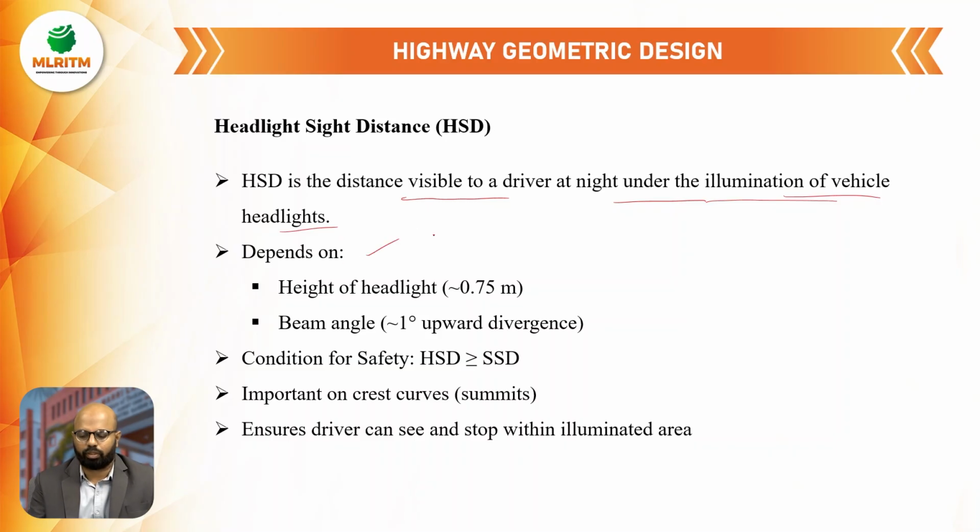It depends mainly on the height of the headlight, which is usually 0.75 meters from the ground surface, and the beam angle, which is mostly taken as 1 degree in the upward direction. These two are the main factors that headlight sight distance depends on. So what is the condition of safety? Headlight sight distance should be greater than or equal to stopping sight distance. This is very important, as we discussed, and ensures drivers can see and stop within the illuminated area.